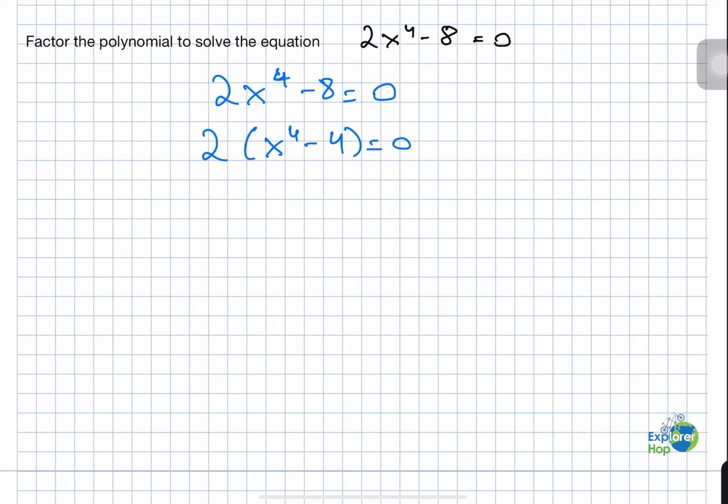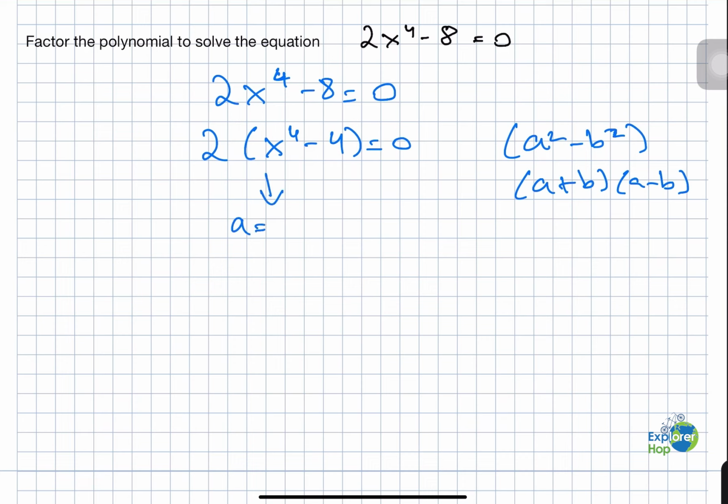4 equals 0. Then, do you remember the formula a squared minus b squared can be written as a plus b into a minus b? So over here we can say that a is equal to the square root of x to the power of 4, and b is equal to the square root of 4, which basically gives us a equals x squared and b equals plus and minus 2.